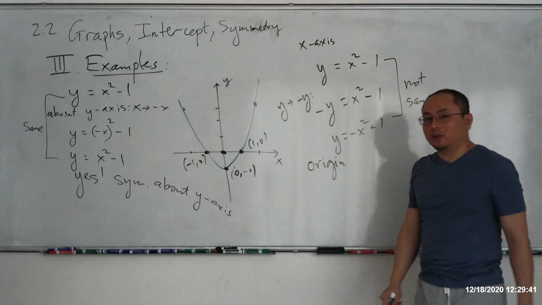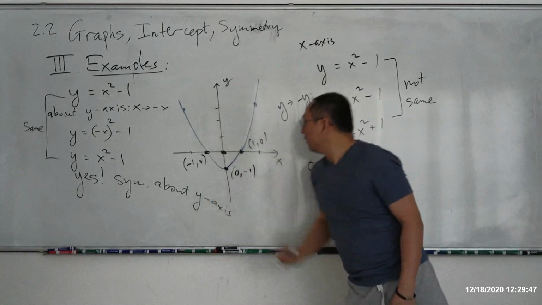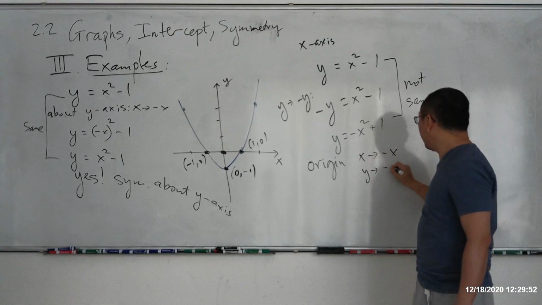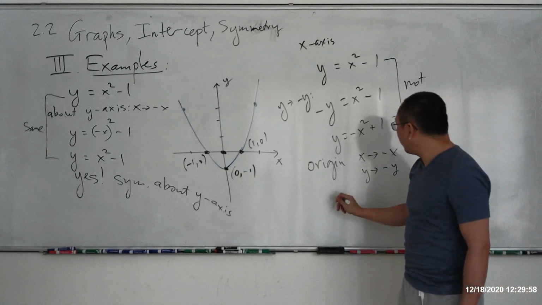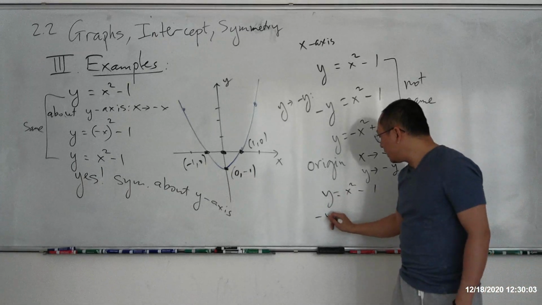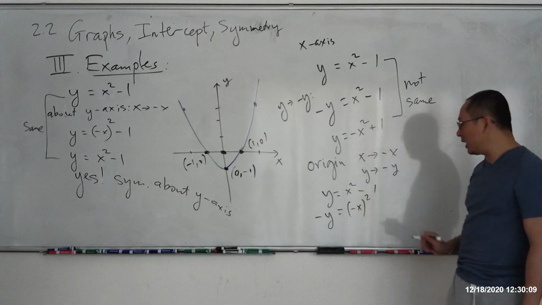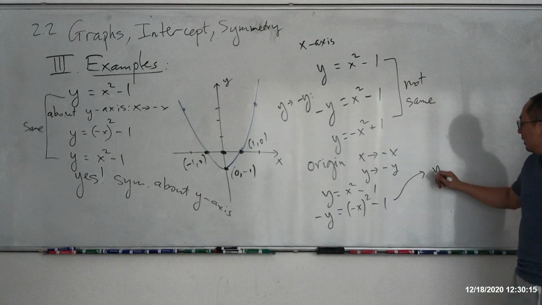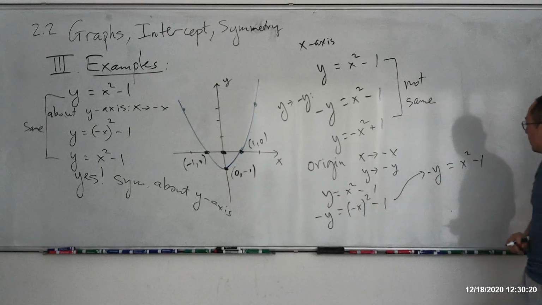What do we do to test for symmetry about the origin? We flip both x and y. The point right here, flip over the origin, we change x to negative x and y to negative y. So my original equation is y equals x squared minus 1. Whenever I see a y, I change to negative y. Whenever I see an x, I change to negative x. And then x squared now becomes (negative x) squared, and then minus 1. And simplify, I got negative y equals x squared minus 1, because this negative x, everything squared, is just x squared.